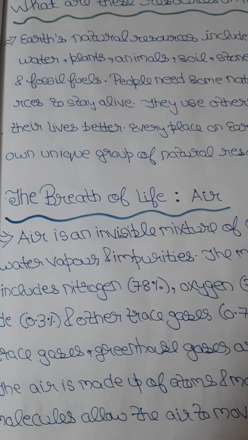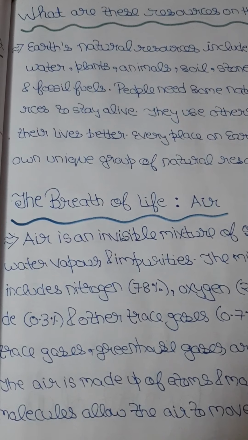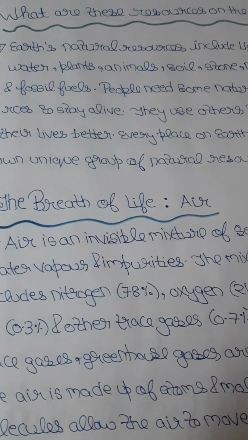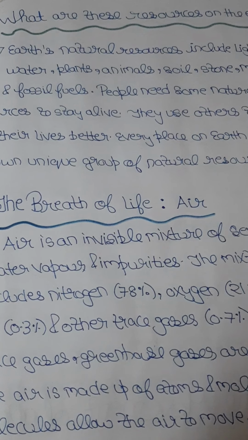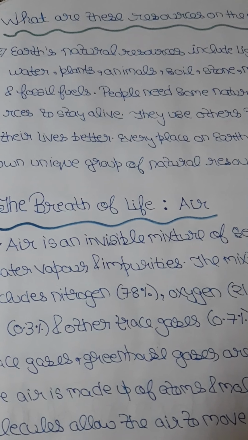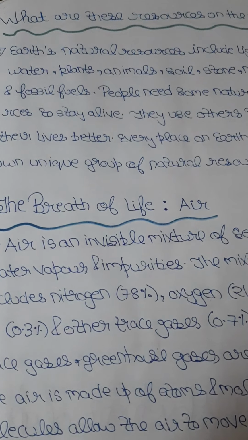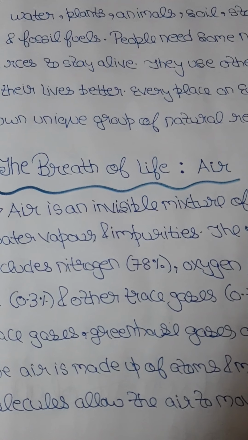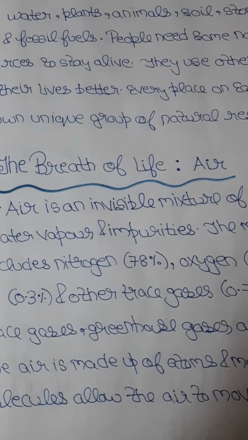Now on the right hand side page we have to write a brief description about the content which we have written on the previous page. First we have written what are these resources on the earth. First we have the brief description about this and then we have to paste pictures. These pictures are some natural resources. In the next topic we have to write the breath of life.